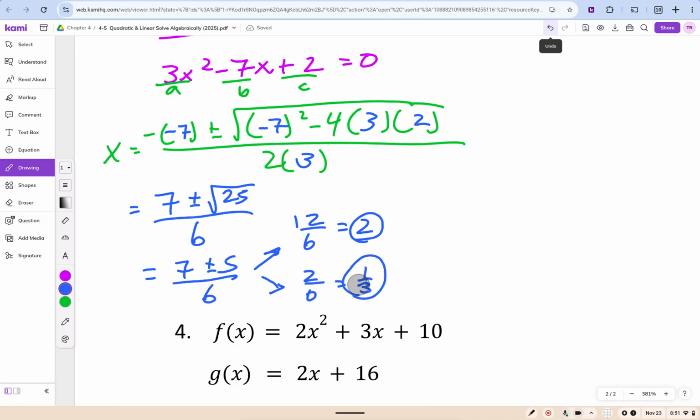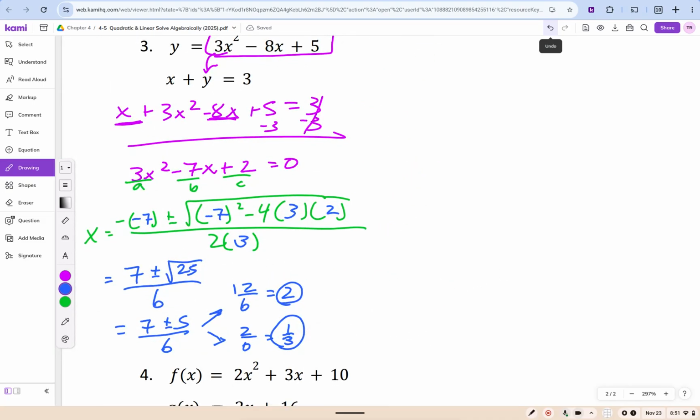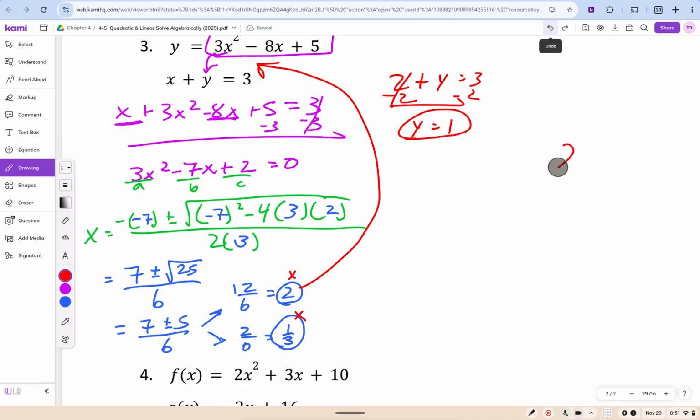And so now I have my two x values, okay, to plug in. And so I'm going to go ahead and plug them into the bottom equation for x. So keep in mind, those are the x values. Okay, so I'm going to go here. It's 2 plus y equals 3. So for that first one, y equals 1. And so 2, 1 is my first point.